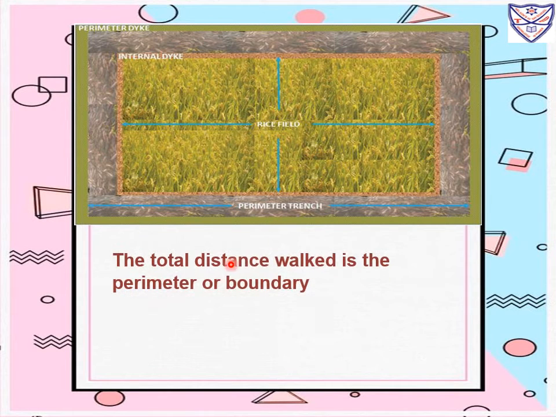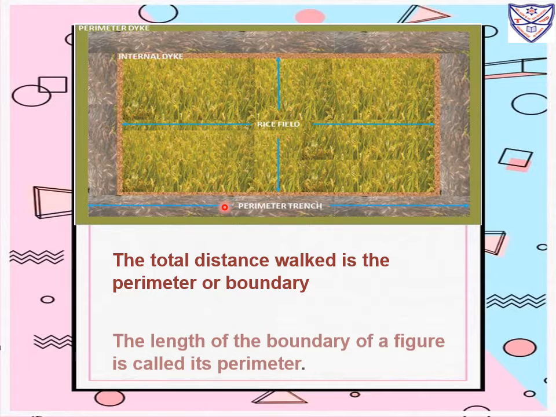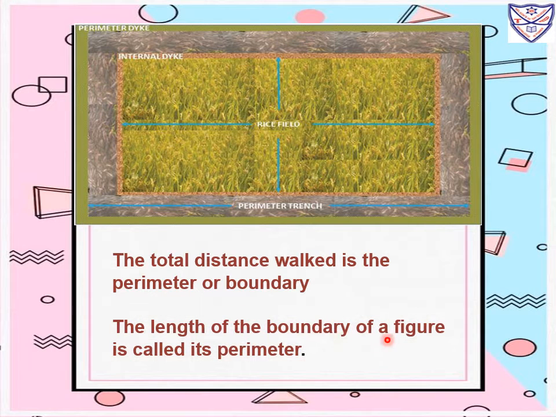The total distance walked is the perimeter or boundary. So whatever distance we have walked, that is the perimeter, or boundary, of this paddy field. The length of the boundary of a figure is called its perimeter.